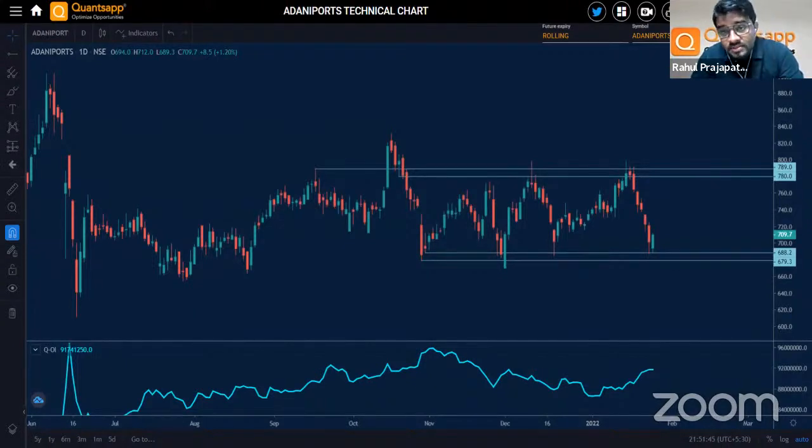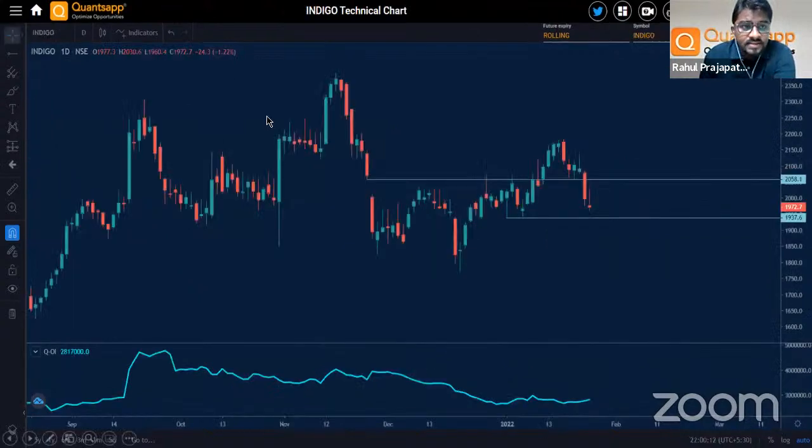So if range break करता है, if this stock keeps on trading in a range, so we can ignore the short trade specifically. So we'll be waiting for the stock to break the downside. So 675. Okay. The second stock is Indigo.